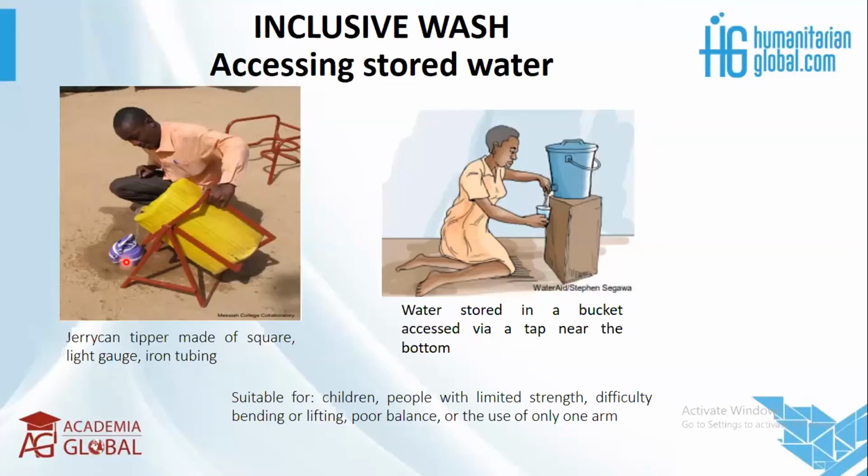This one is also suitable for children, or people with limited strength, or people with difficulties in bending or lifting, or people who have poor balance, or who only use one arm. So such modifications are really helpful. The second picture is water stored in a bucket but accessible via a tap. You'll also find that it is lowered so that it's not very raised. So even someone with limited mobility should be able to access stored water.